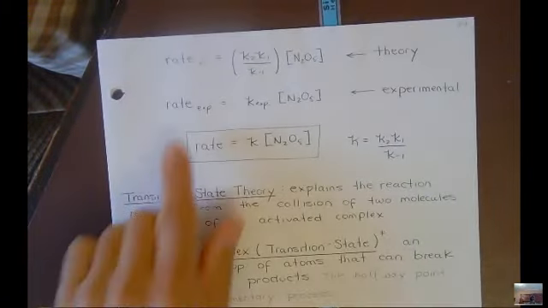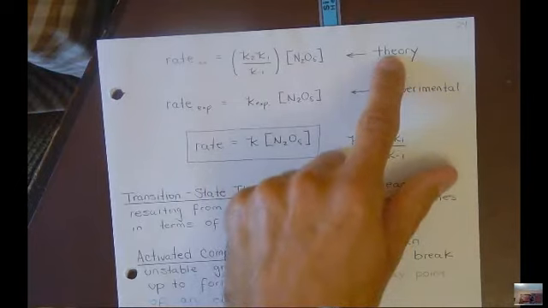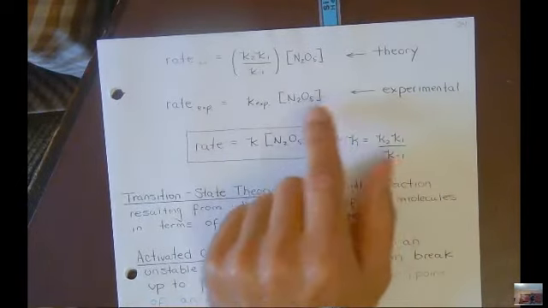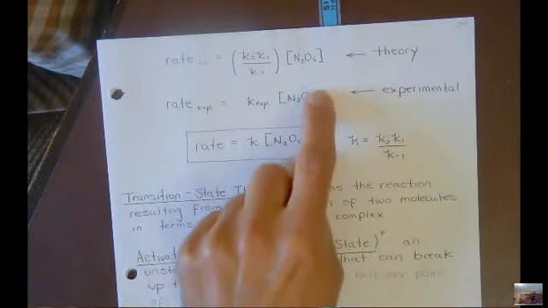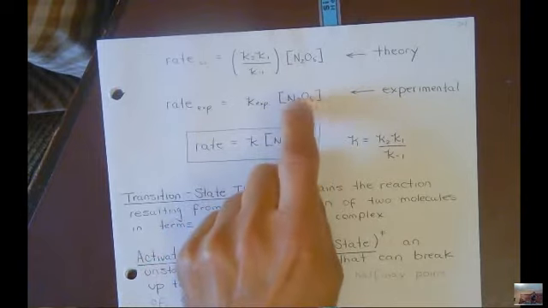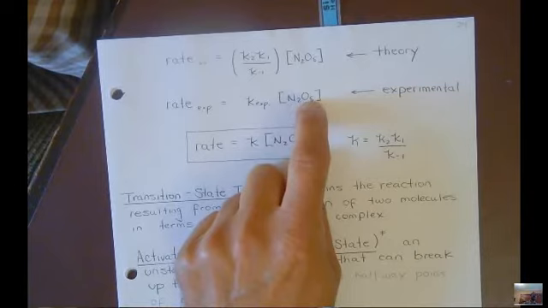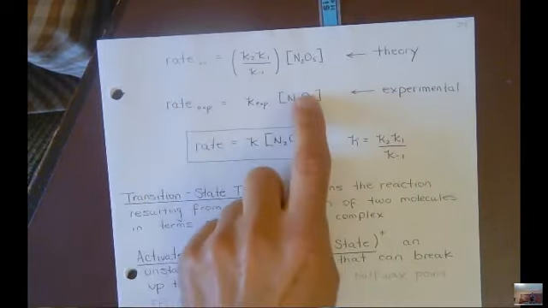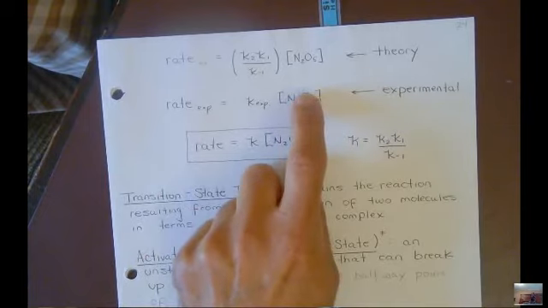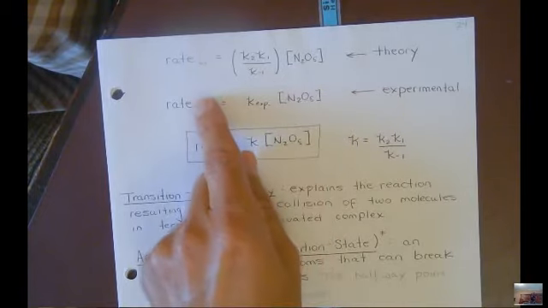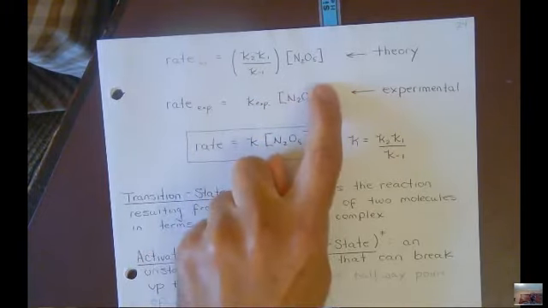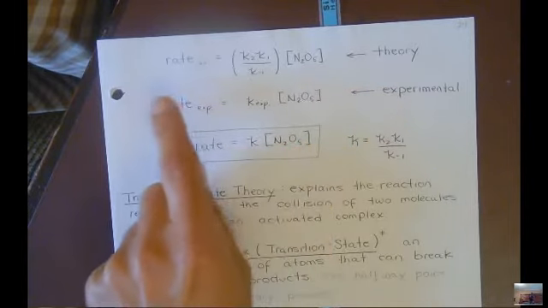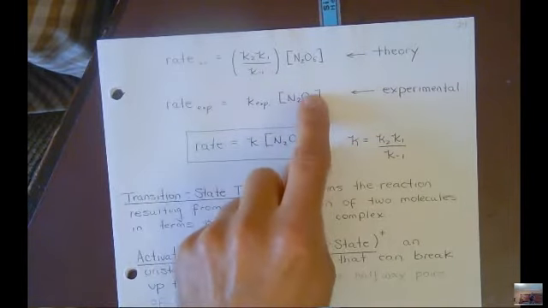Okay, this is what we just said. Here's theory. Here's experiment. Experiment is when we got this. How did we determine that this was to the first power? We did a bunch of different experiments where we varied the concentration of N2O5, and we saw that the rate doubled when we doubled the concentration. If we made the concentration 10 times bigger, the rate would be 10 times bigger. That's first order. Whatever you do over here, you get the same thing out over here.